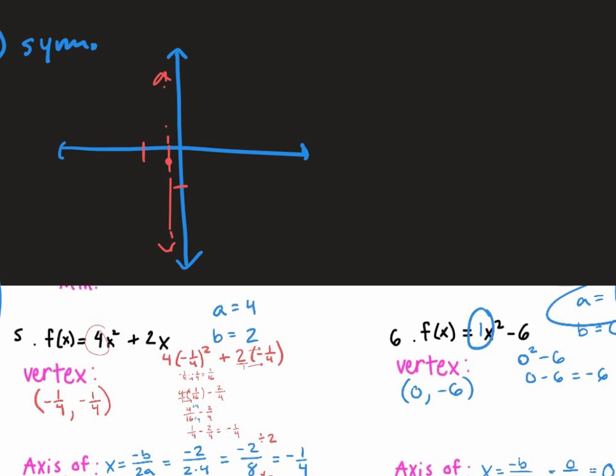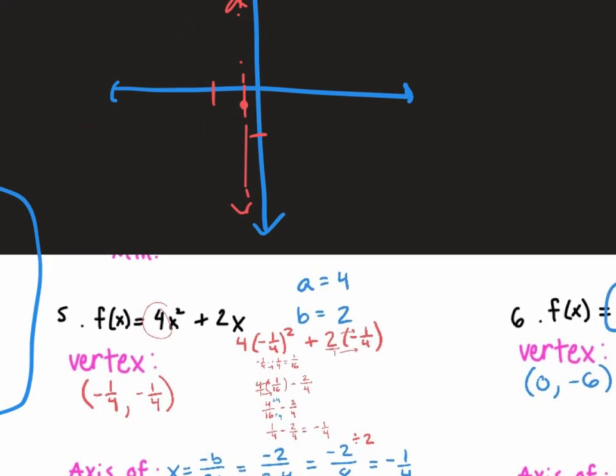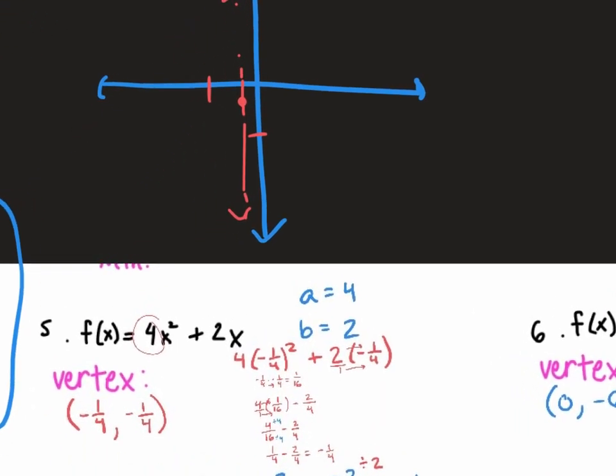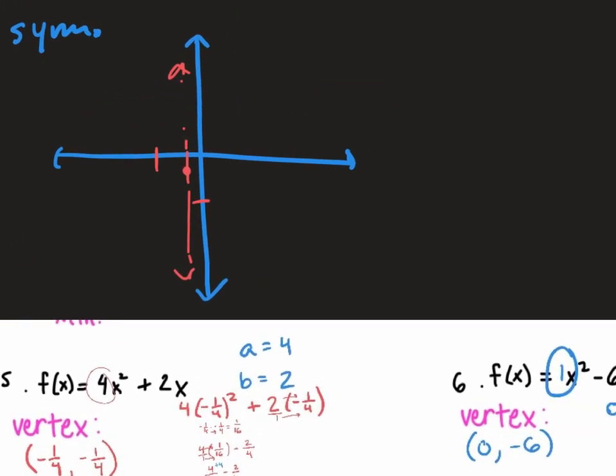What are we going to plug in? Our vertex is at negative 1/4, negative 1/4. We want to try to plug in whole numbers just to make the math easier for us. Our goal is to plug in what's the easiest number. You can plug in anything you want, but we want to plug in what's easiest. If we have negative 1/3, we'd be dealing with fractions and we don't really want to. Let's plug in 0. 0 is close to our axis of symmetry and it's a whole number. Good to work with. So we're plugging in 0.